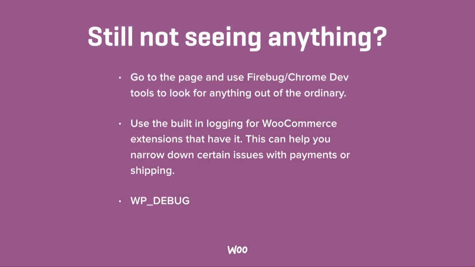And WP debug. WP debug is a built-in WordPress function. WooCommerce is a standard WordPress plugin, so if there are any PHP errors, it will output to WP debug, so you can use that. So now we're going to get to it.